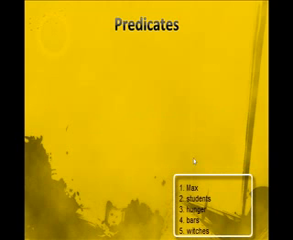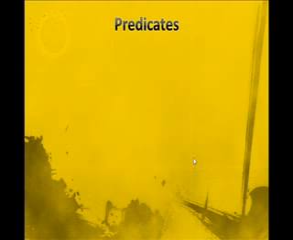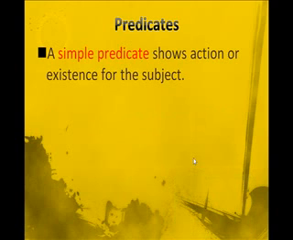Moving on, let's talk about simple predicates. Remember, when we're discussing predicates, especially simple predicates, we mean the verb or verb phrase. In red, a simple predicate shows action or existence for the subject. We're mainly sticking to action verbs for now, but you might see an existence verb or a be verb in there as well.